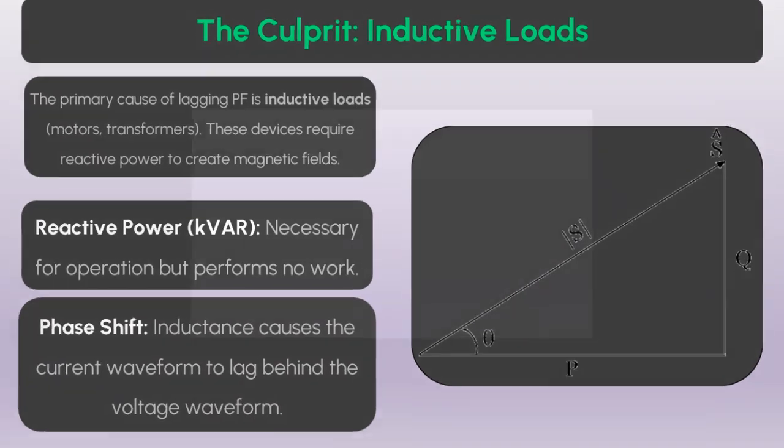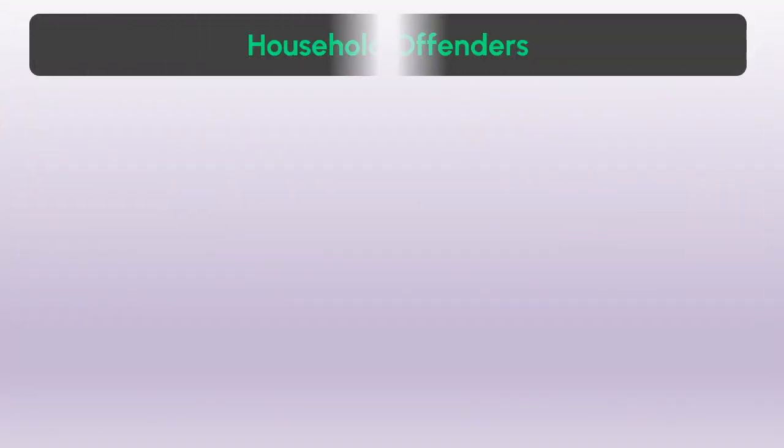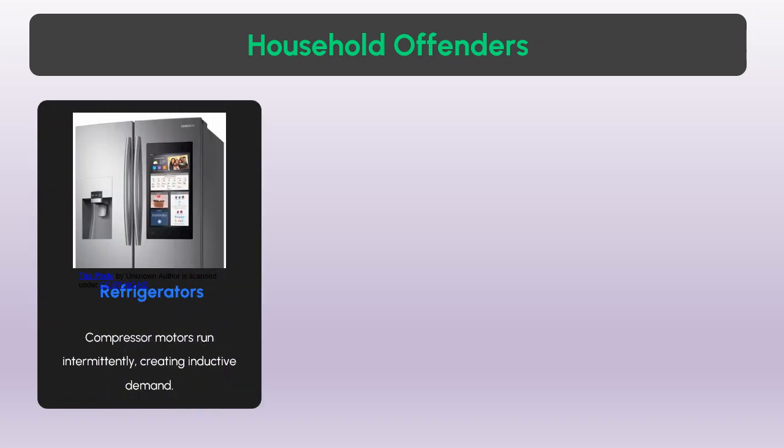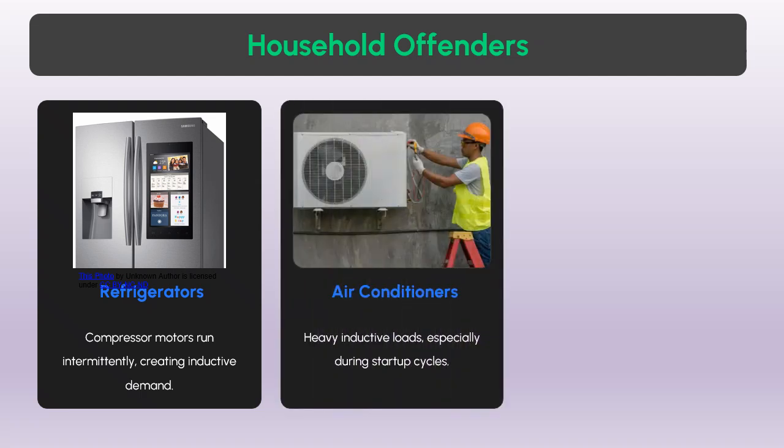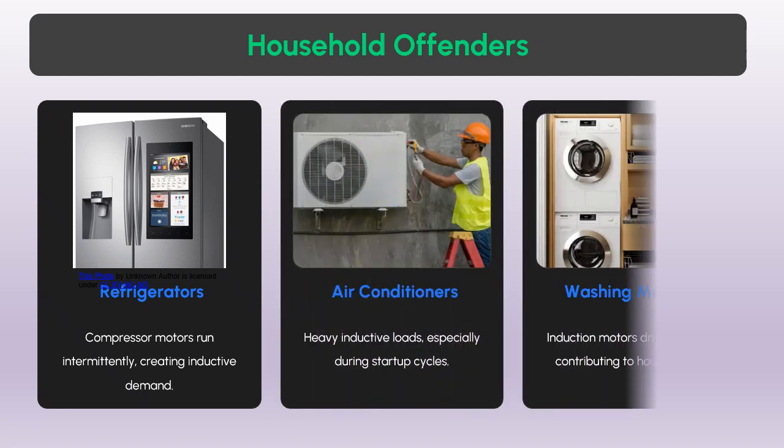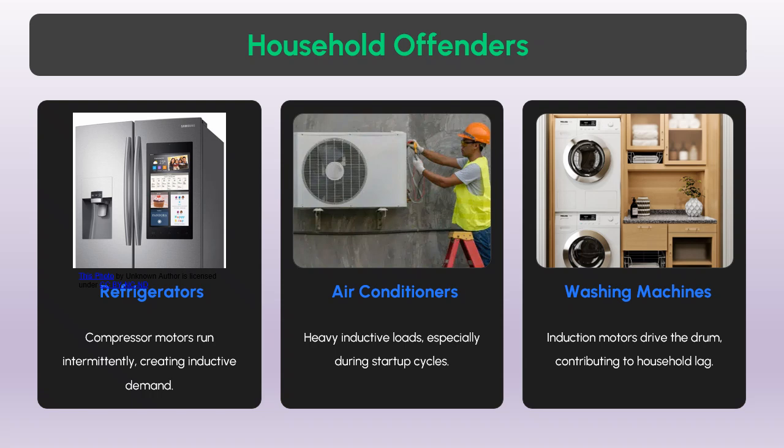Household offenders. You might not face utility penalties at home, but the physics is the same. Your household is full of inductive offenders. The compressor in your refrigerator, the heavy motor in your air conditioning unit, and the drum motor in your washing machine, these all rely on induction. While the impact of a single appliance is small, collectively, they shift the current phase in residential grids.